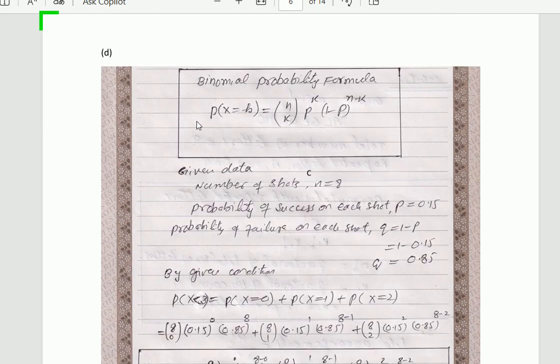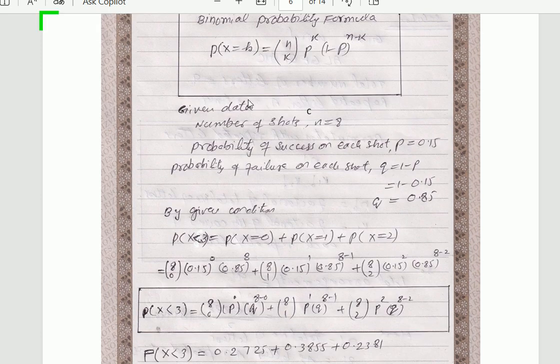Now we solve part D of this question. We know that this is about binomial probability, and the binomial probability formula is P of X equal to k equals nCk times p raised to the power k times 1 minus p, whole raised to the power n minus k. The given data is the number of shots n equal to 8. The probability of success on each shot is p equal to 0.15. And the probability of failure is q equal to 1 minus p, which is equal to 0.85.